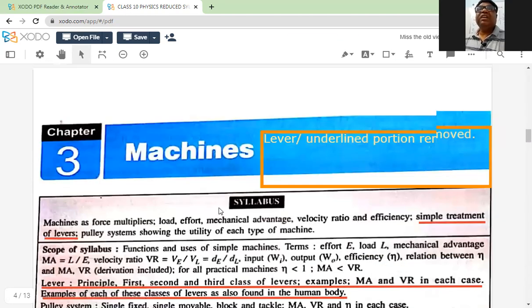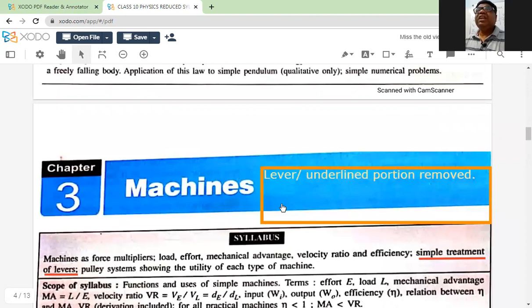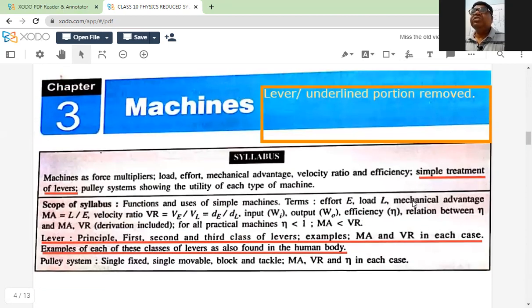No reduction. In chapter 3, lever and the underlined portion have been removed. You can see here. Last year also, previous year also, lever was removed. Now simple treatment of levers: lever, principle, first, second, third, nothing. It means you will not study anything about the lever. It is clear? Here, nothing will be studied.